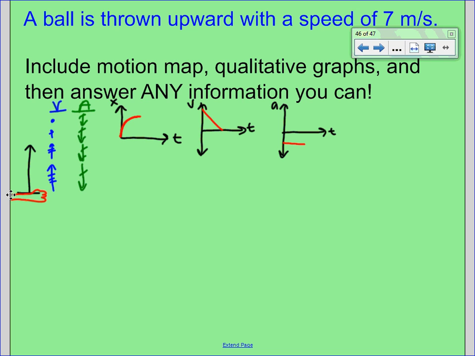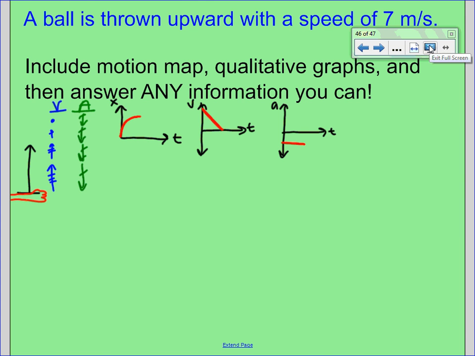Now, it's moving away from the origin, so that means the velocity is up here in the positive region, but it is indeed slowing down. Finally, my acceleration is going to be the slope of the velocity graph. Since the velocity graph is negative, that's why the acceleration is a negative line right down here at the bottom. All right, now notice what the acceleration is doing on my motion map. Since the object is slowing down, and the velocity vectors are pointing up, the acceleration arrows or acceleration vectors have to be pointing down. And the acceleration is being caused by gravity.